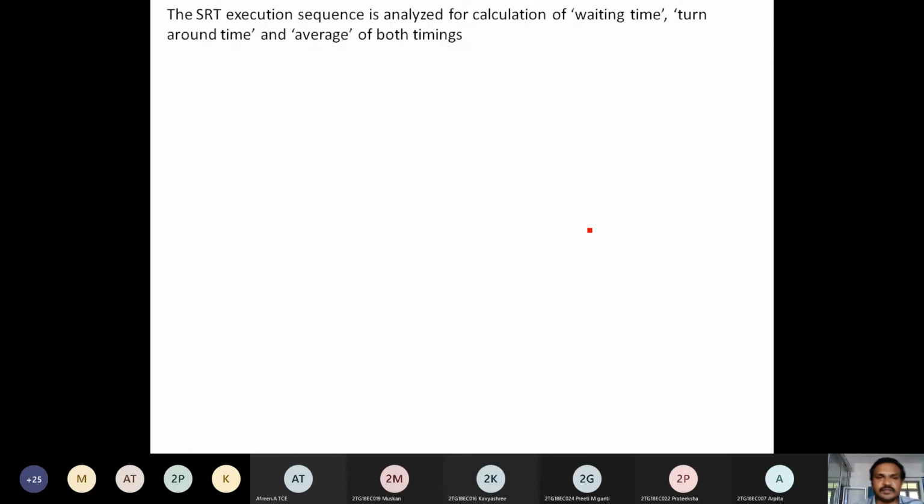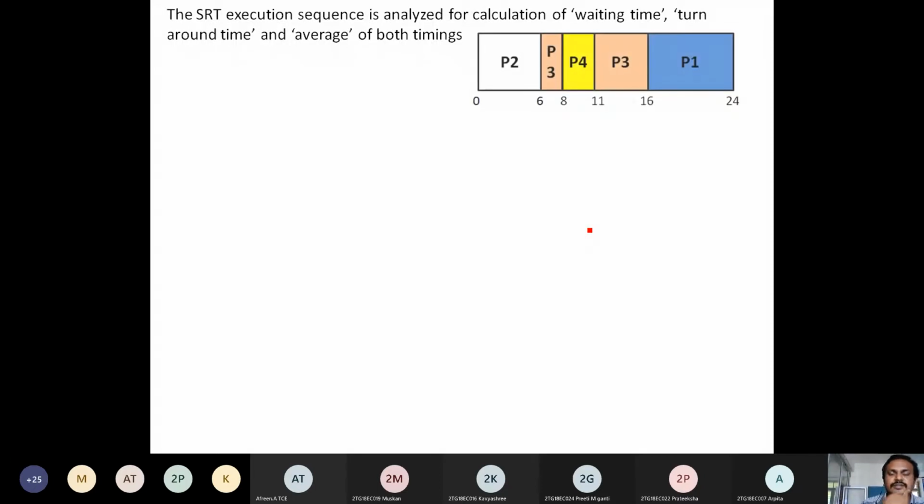Now, here the concept is that we need to analyze it for calculation of waiting time, turnaround time, and average. So let us go through the overall process execution schedule. P2 first, then P3, and it is preempted by P4. Then, after completion of P4, once again P3 is rescheduled. After the completion of P3, P1 completes its task.